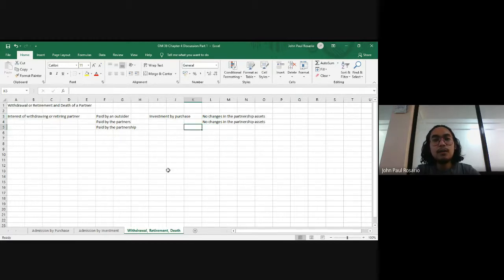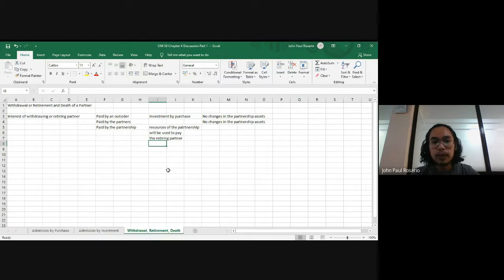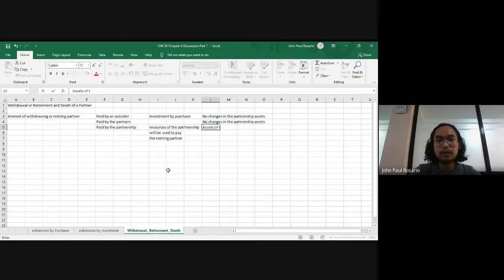Same here. While on the third one, paid by the partnership, resources of the partnership will be used to pay the retiring partner or the dead partner. So resources of the partnership will be used to pay the retiring partner. Now for this one, assets of the partnership will decrease.